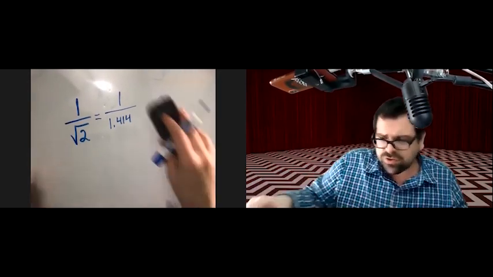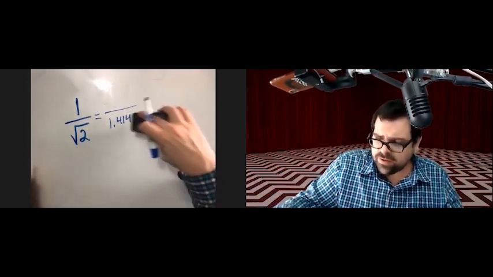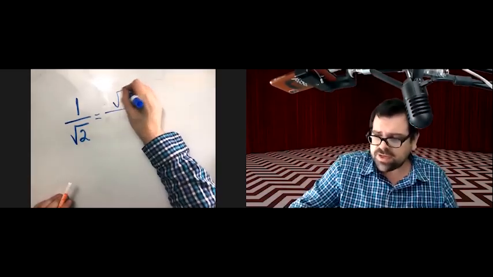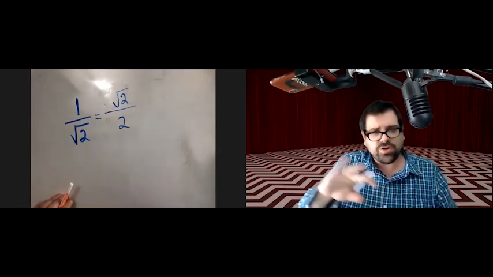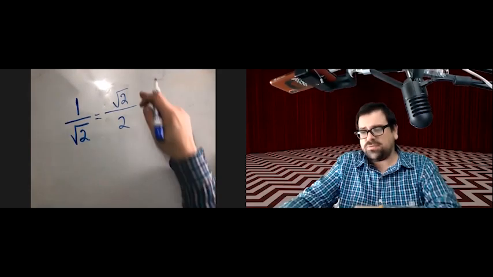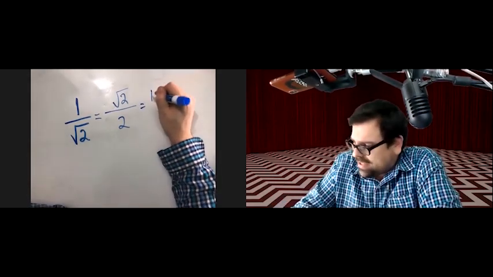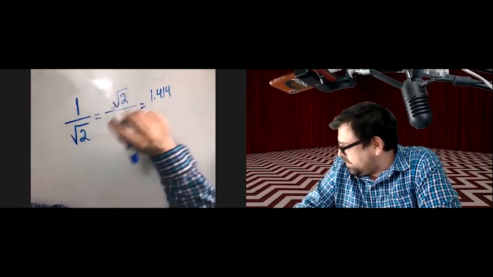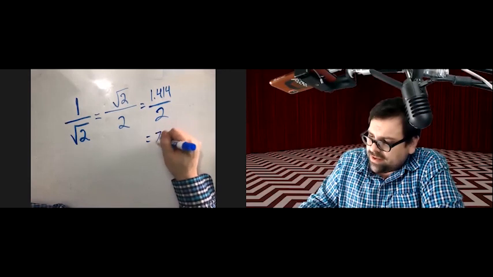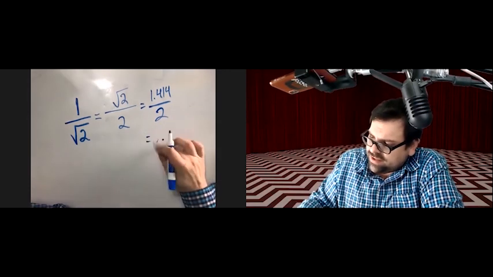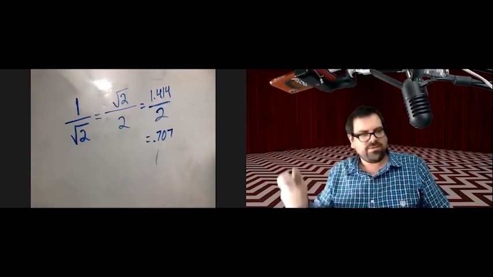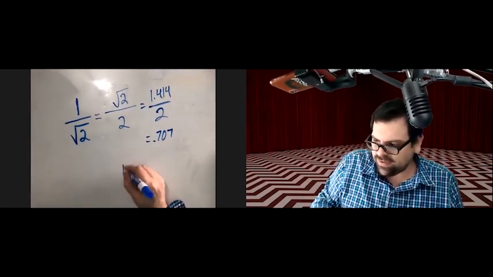Now, what if I told you that 1 over radical 2 could be expressed another way? It could actually be expressed as radical 2 over 2, and I'll show you how to do this in just a second. I'm going to tell you why it's important first. Radical 2 over 2, that's 1.414 whatever divided by 2. I could really quickly say that that's about 0.707. Just kind of took half. Dividing by 2 is easy, even if you did it by hand.